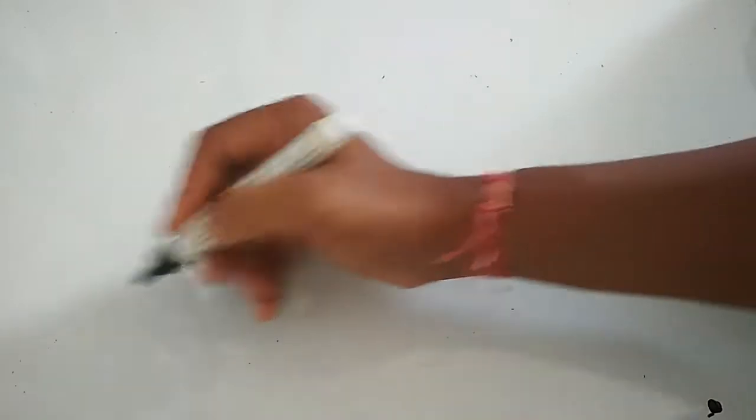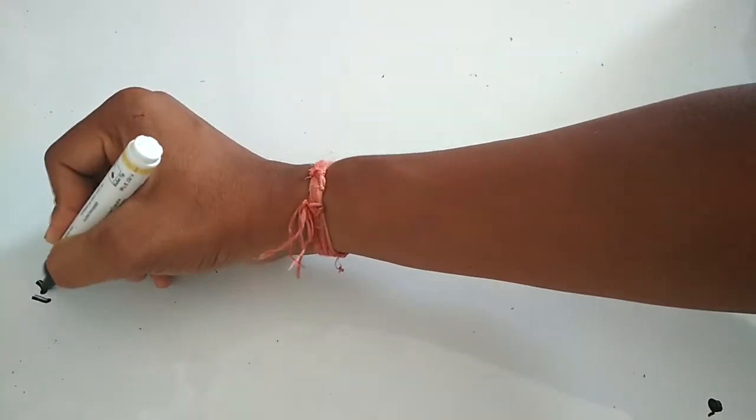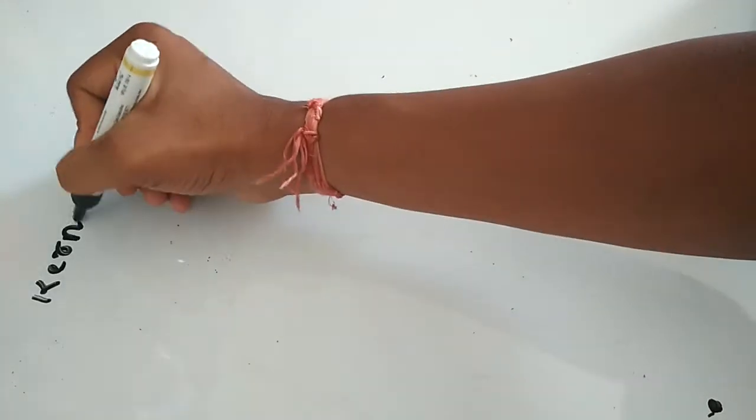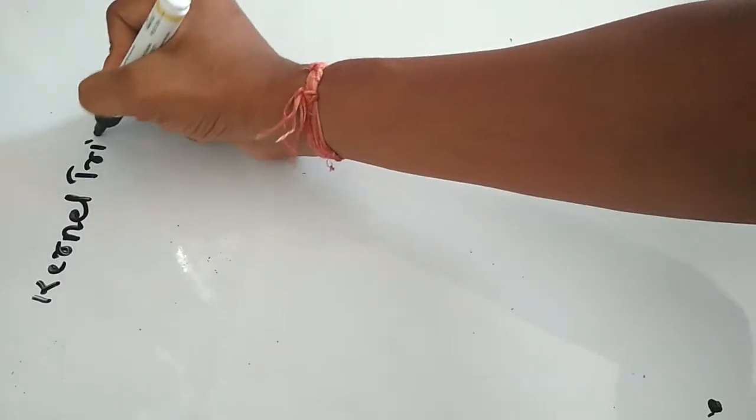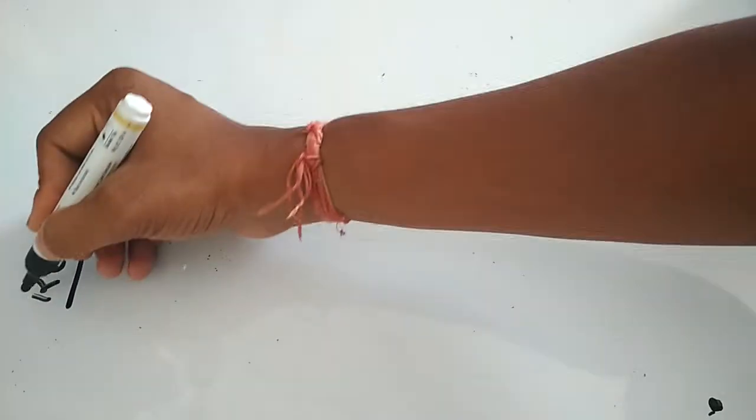So in this lecture we will study a term called the kernel trick. What is called a kernel trick? Kernel trick means to represent data in a high dimensional space to separate them very easily.